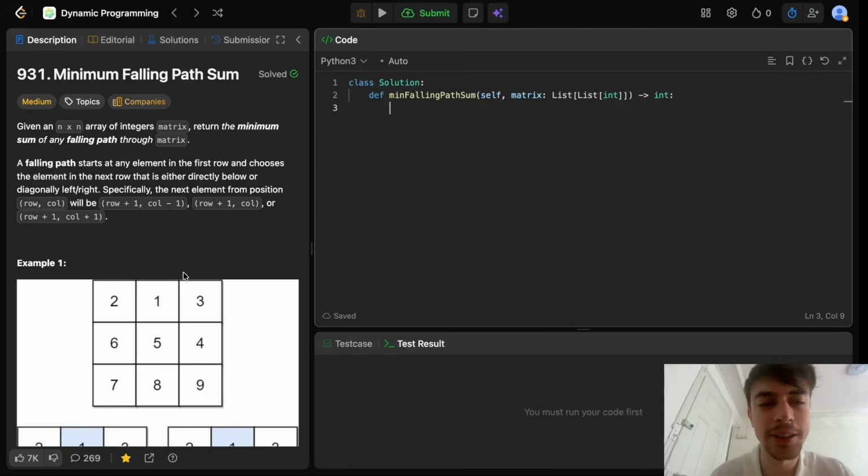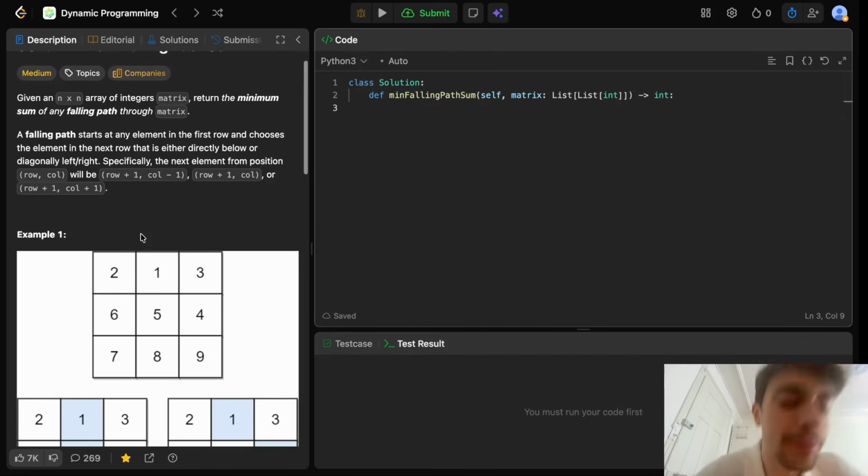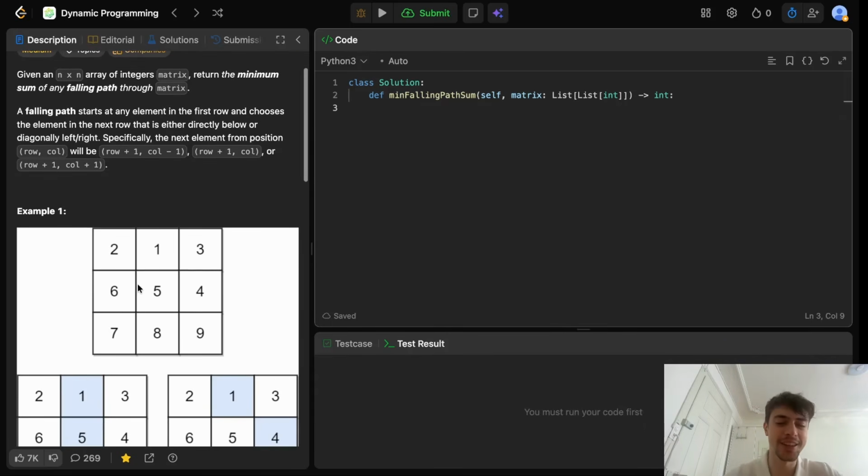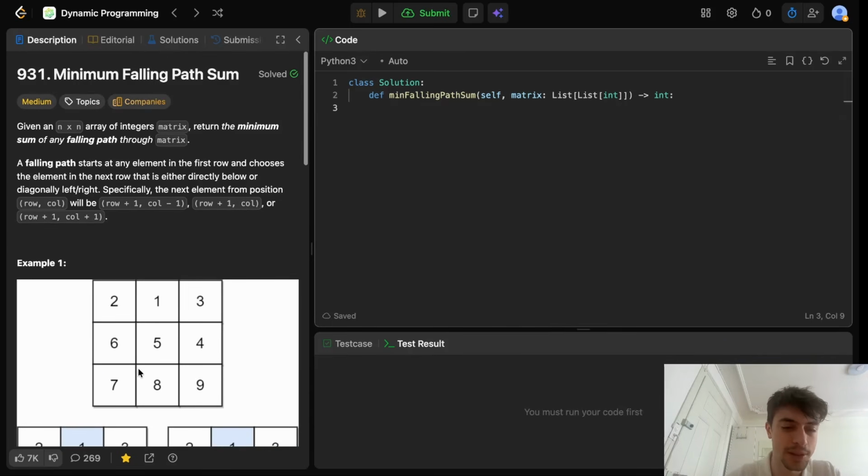Alright people, welcome back. In today's episode we're dealing with problem 931, minimum falling path sum. Let me read this problem. You see grids in here, so I think we're going to have the same usual approach.